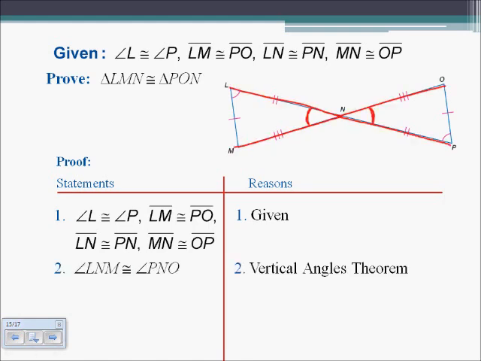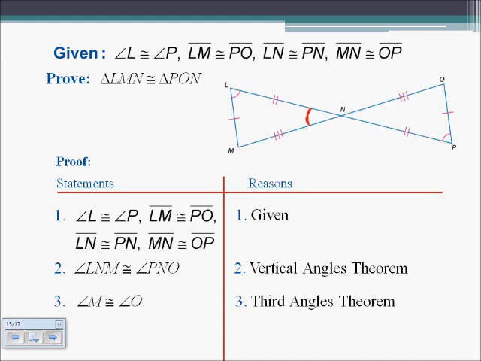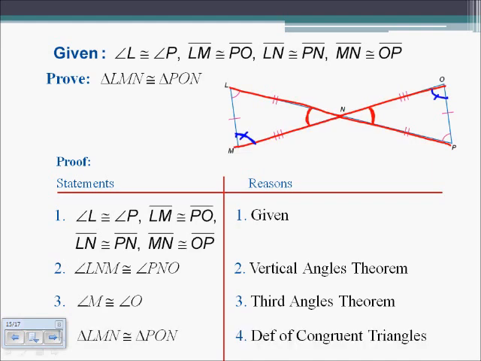And if we know that two of the three angles of one triangle are congruent to two of the three angles of the other triangle, then we do know that our leftover ones, angle M here and angle O, have to be congruent by the third angle theorem. And if we have now three sides and three angles congruent, we know that triangle LMN and triangle PON then are congruent by the definition of congruent triangles, right? That's what it means to be a congruent triangle. If all of your corresponding sides and angles are congruent, then you are a congruent triangle.